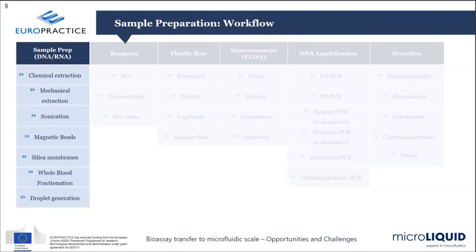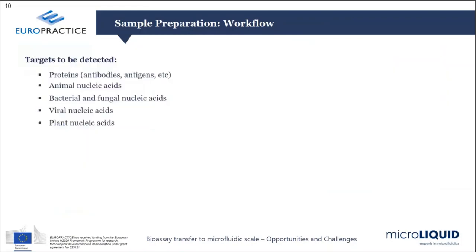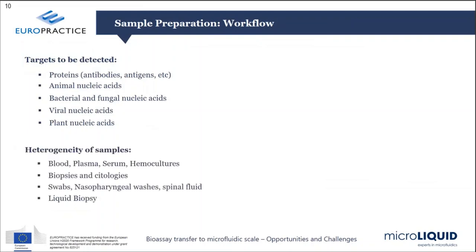So when you are working with sample prep, first identify what you want to detect, what exactly your target is. It could be a protein, it could be nucleic acids. Then take into account the heterogeneity of the sample that you are going to work with. Is it clean enough, or are there big cells, or is it all just composed of small molecules? And then take that into account.